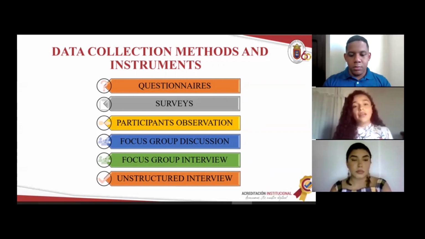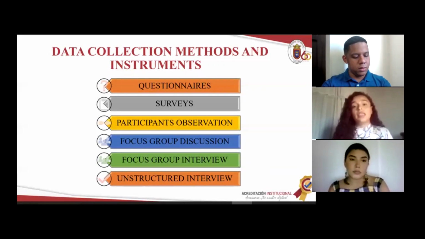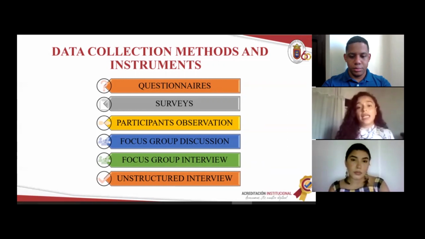On the other hand, for the qualitative data, the researchers will use a selection of instruments. First, participant observation. This instrument will be useful at the moment of knowing the students' behavior in the EFL classroom. Second, focus group interview. This tool allows us to acquire useful information about a specific topic from the participants by observing them and interacting.